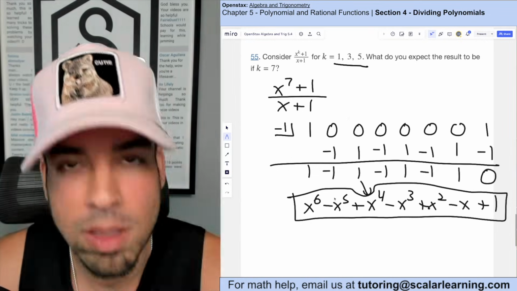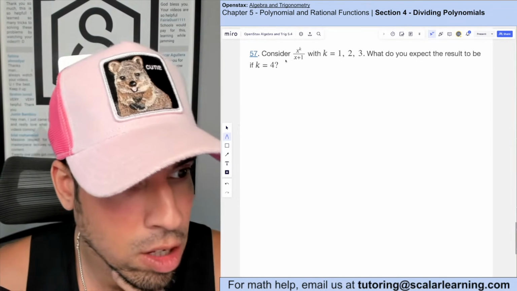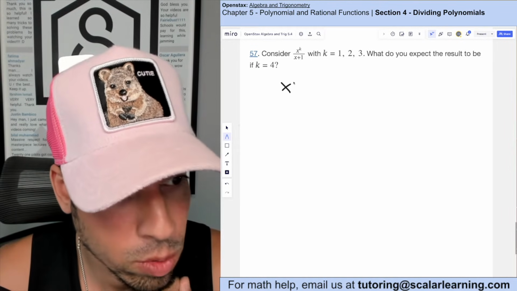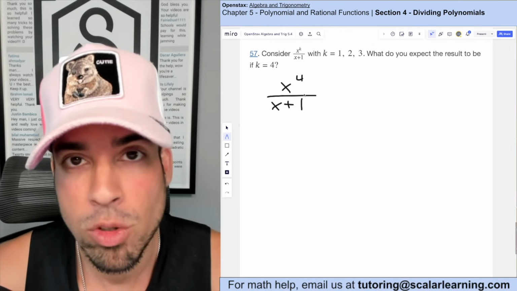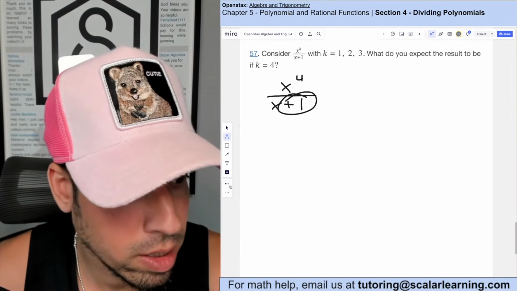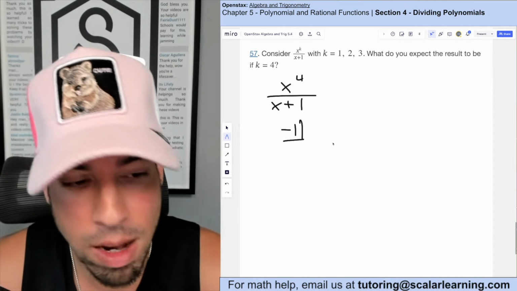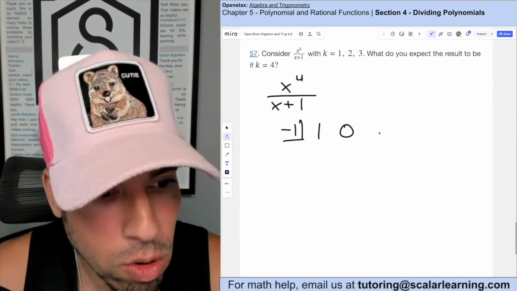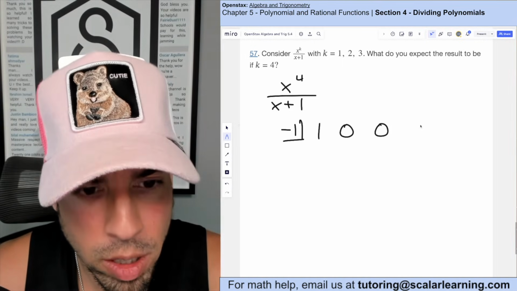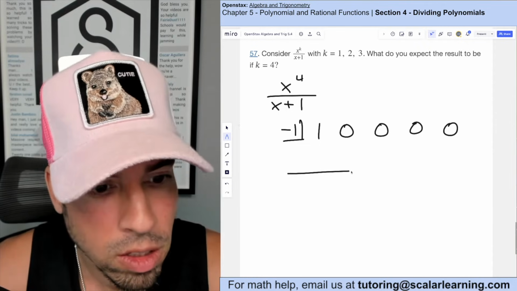Boom, done. So for this one, once again, I'm going to do this by hand. I'm not going to use technology. I'm going to plug in 4 for k. So we have x to the 4th over x plus 1. So using our synthetic division, we plug in the opposite of this, -1, into the box, and then the coefficients of that top polynomial, which is 1x to the 4th, 0x cubed, 0x squared, 0x, and then a constant of 0. So let's go ahead and carry this out.